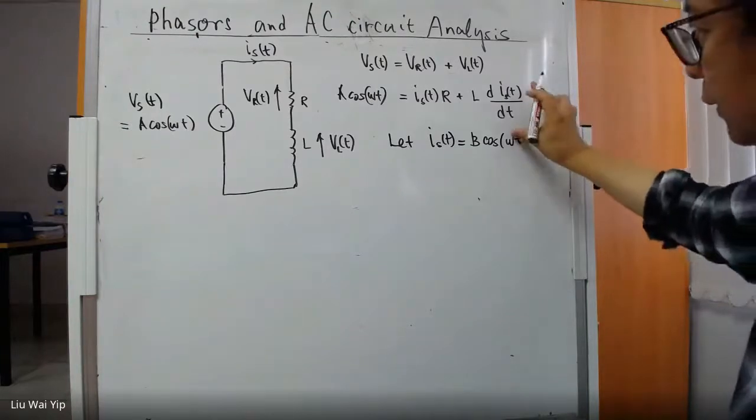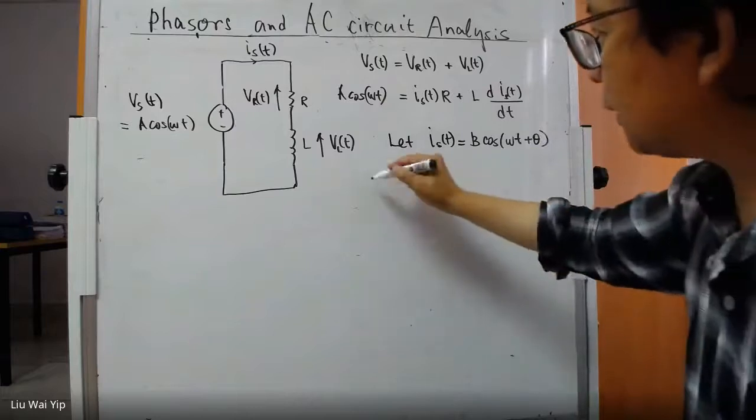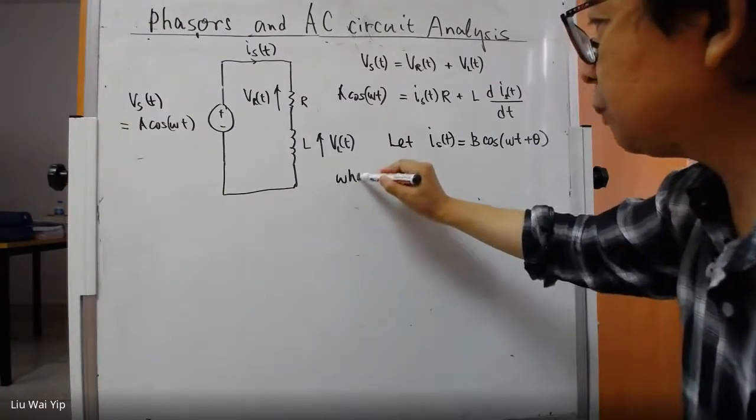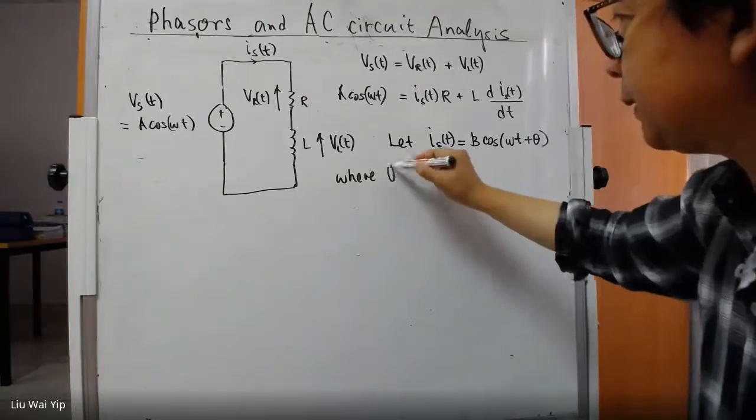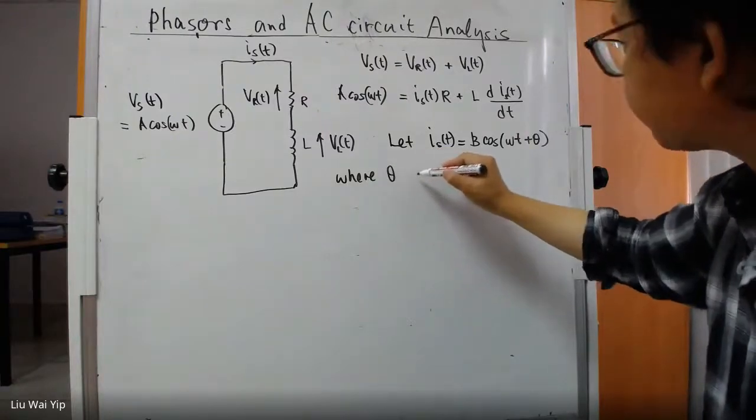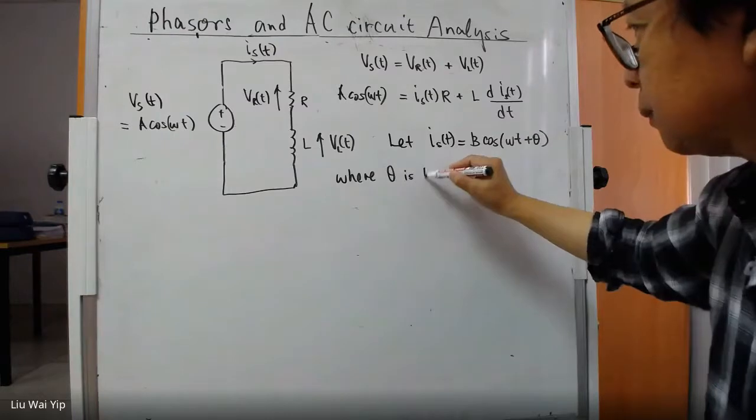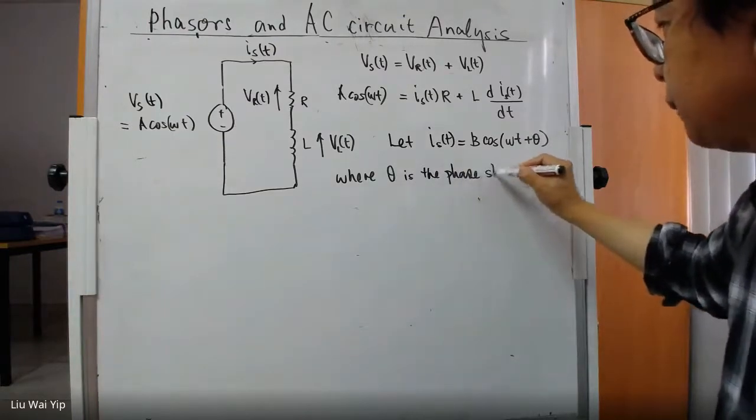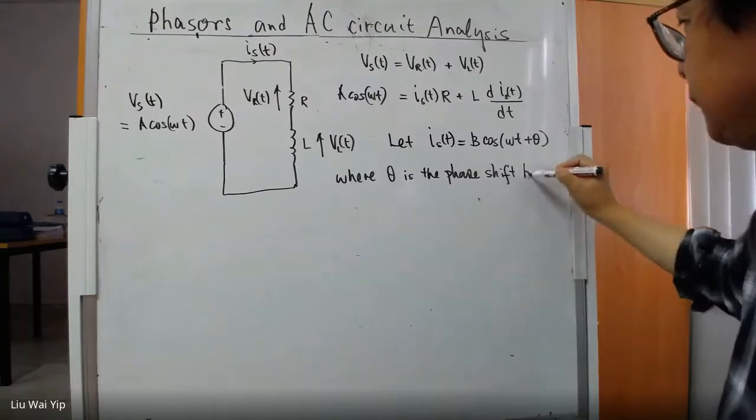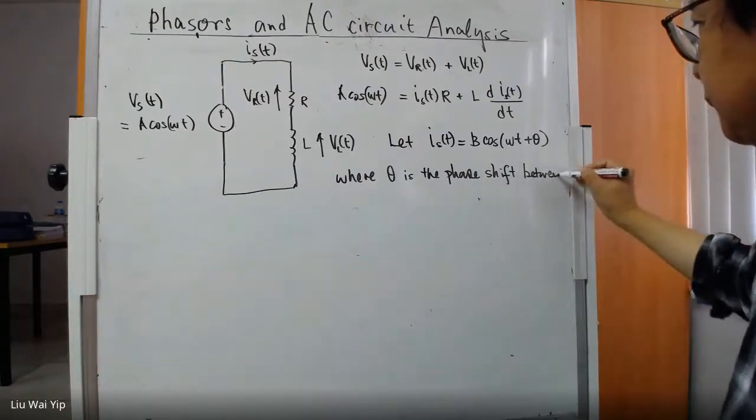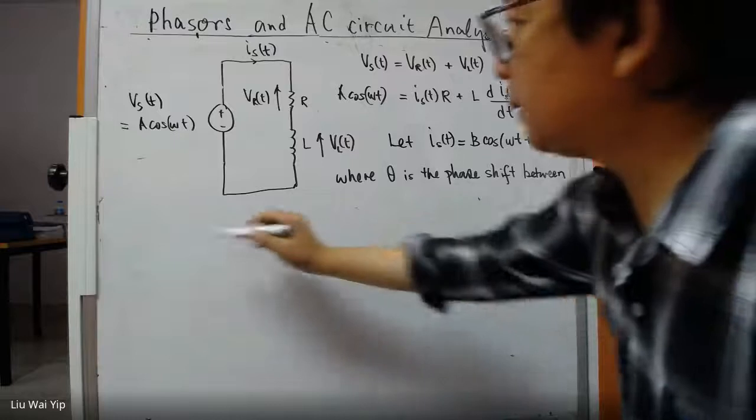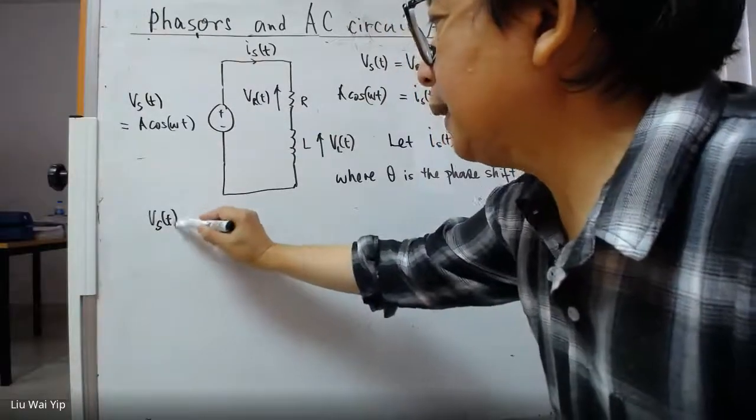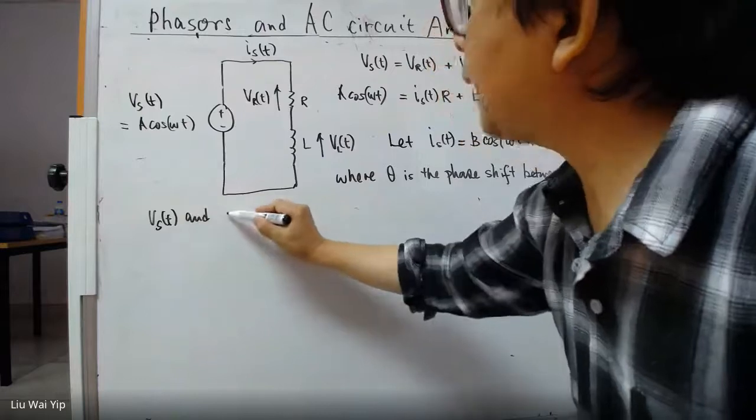You have to put the theta here because there will be a phase shift, right? Where theta is going to be the phase shift between Vs and Is.